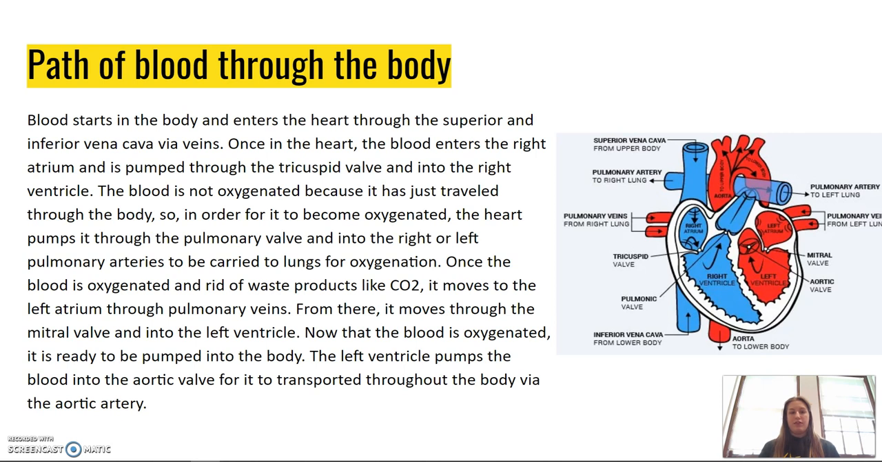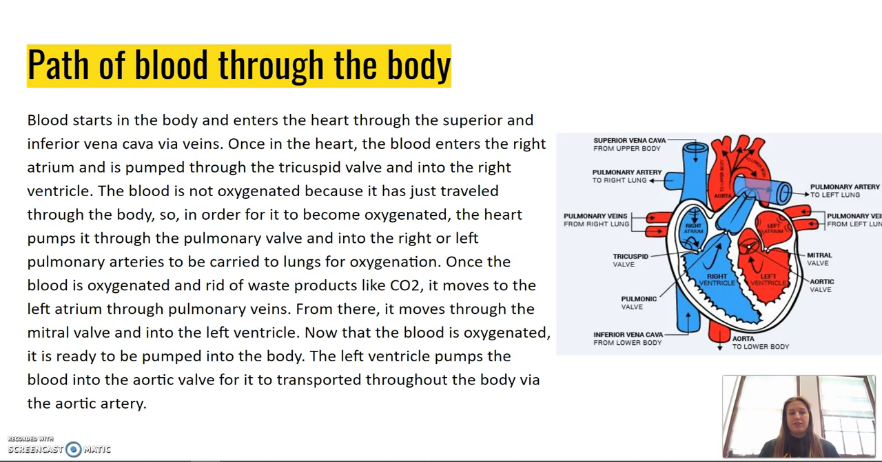So, in order for it to become oxygenated, the heart pumps it through the pulmonary valve and into the right or left pulmonary arteries to be carried to the lungs for oxygenation. Once the blood is oxygenated and rid of waste products like CO2, it moves to the left atrium through the pulmonary veins. From there, it moves through the mitral valve and into the left ventricle.